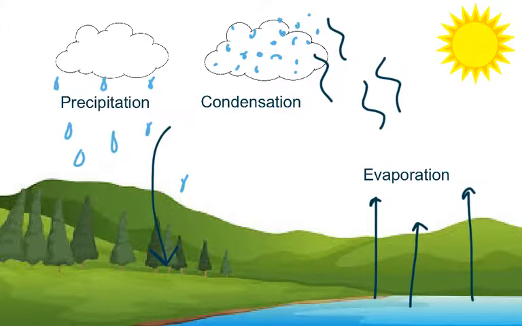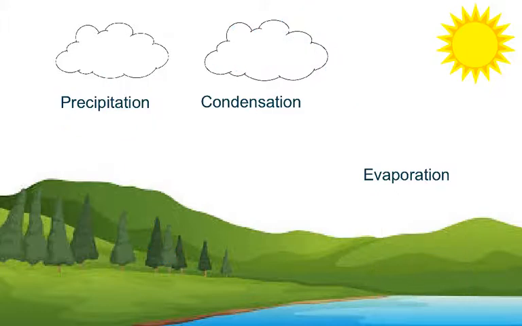Now, this water that's coming down from the clouds is collecting back into our lake. It can also collect back into oceans, into rivers, or even on the sidewalk. And now that it's back down on the earth, the sun's going to heat it back up again, and it's going to start the whole cycle over and over again.